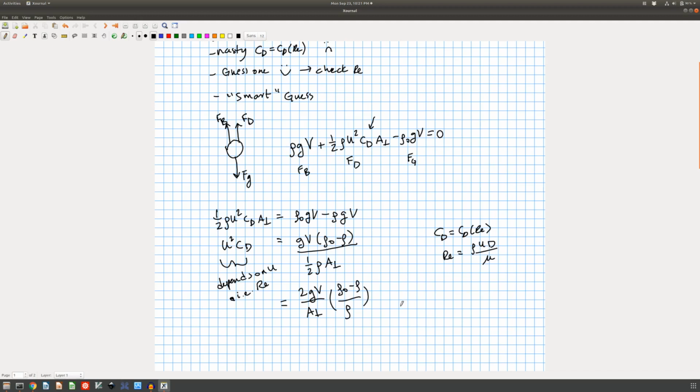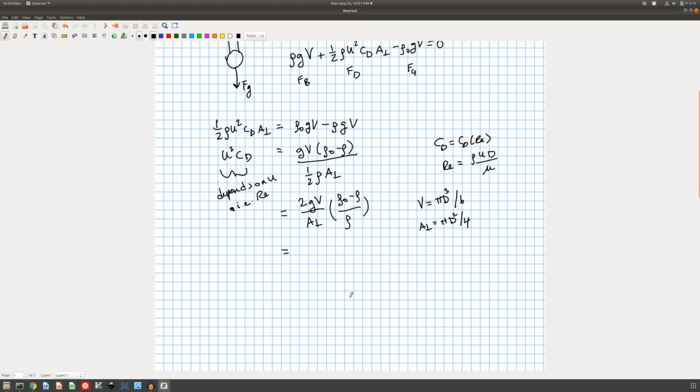Okay, now I can write down the projected area and the volume for a sphere, so that'll maybe simplify things a little bit. So the volume is pi d cubed over 6, and the projected area is the area of a circle, pi d squared over 4, and I can plug those in.